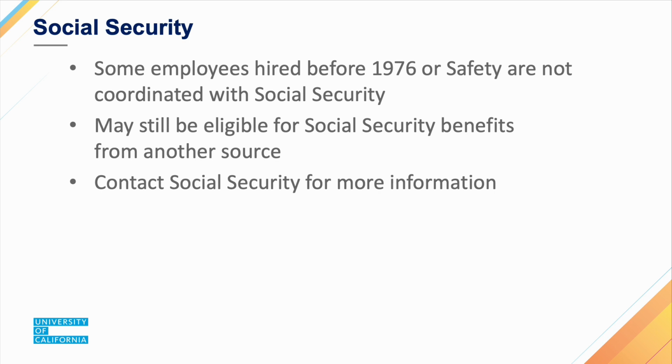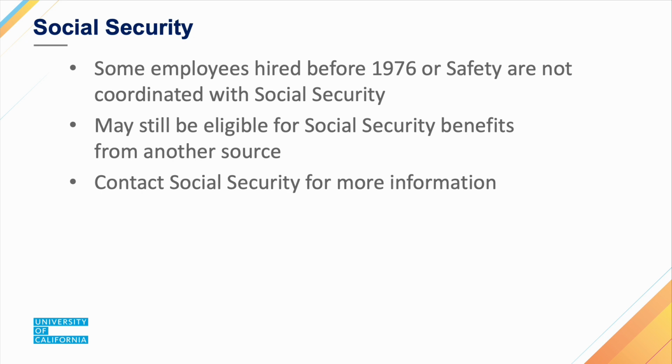Now, some employees who were hired before 1976, as well as safety members, don't pay Social Security taxes through their UC employment. And UC doesn't pay into Social Security on their behalf. So as a result, those individuals may not be eligible for Social Security, at least based on their UC employment. But if they've had accrued service, or I should say Social Security contributions and earnings through other employers or even through their spouse, they may qualify for Social Security benefits based on that.